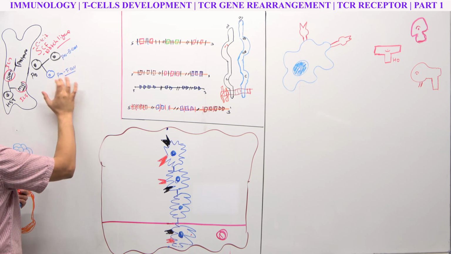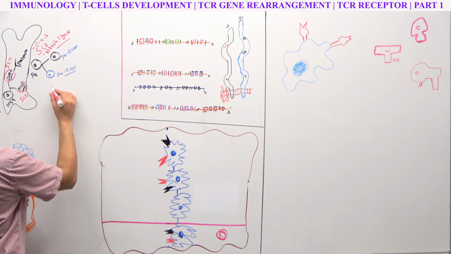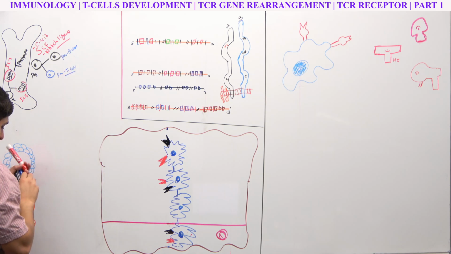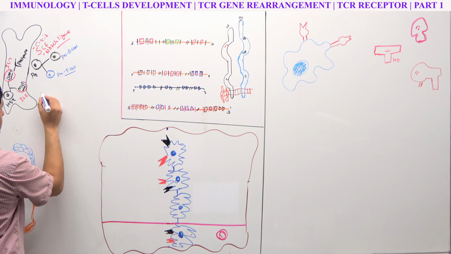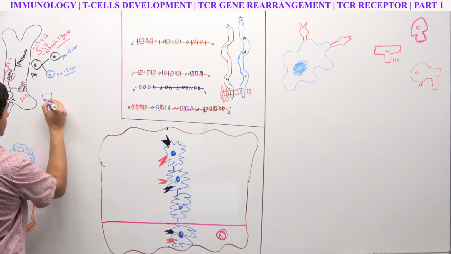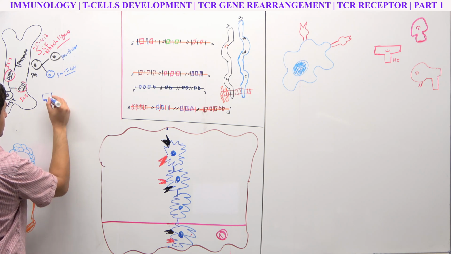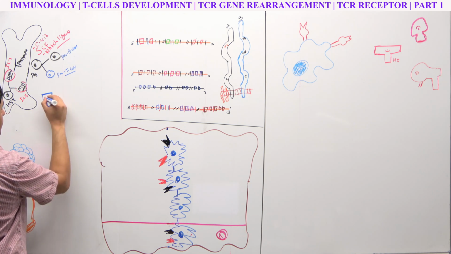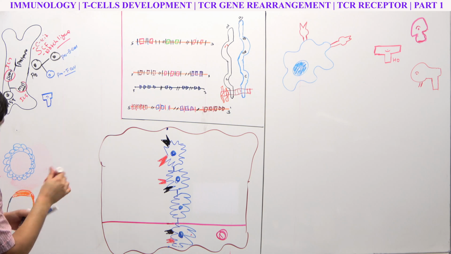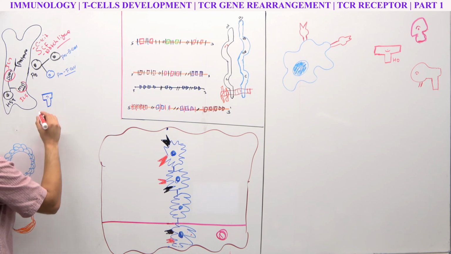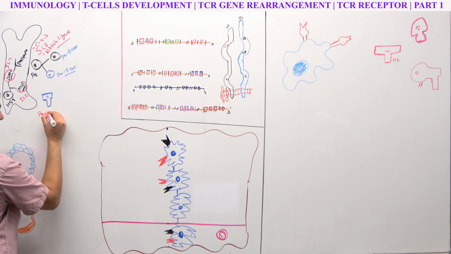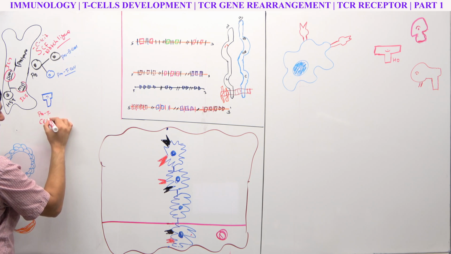Now, in this process, let me draw the pro T cell right here. Let me make this look like a T cell for you. Now this is a T cell. So these T cells right now, we call them pro T cells. What do we call this? We call it a pro T cell.